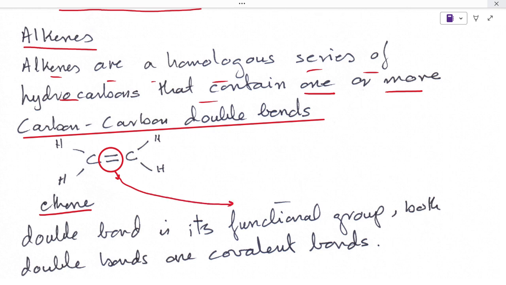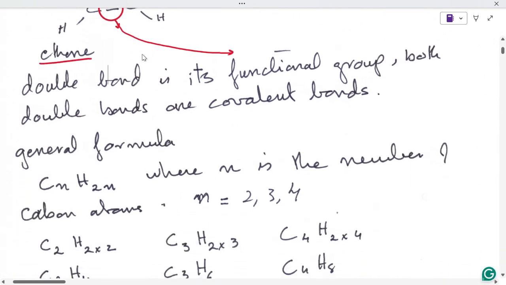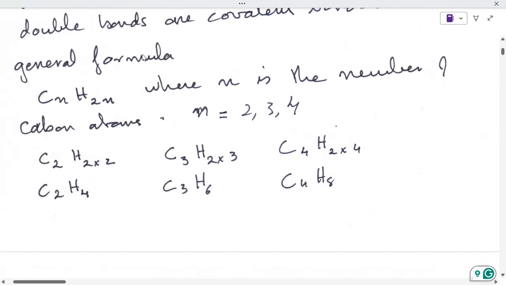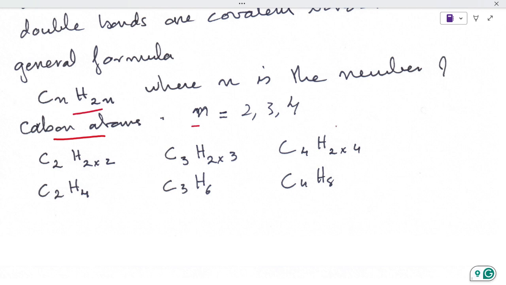The general formula for alkenes is CnH2n, where n is the number of carbon atoms. n can be 2, 3, 4, and so on and so forth. Alkenes start with 2 carbon atoms because we need at least 2 carbon atoms to form a double bond.